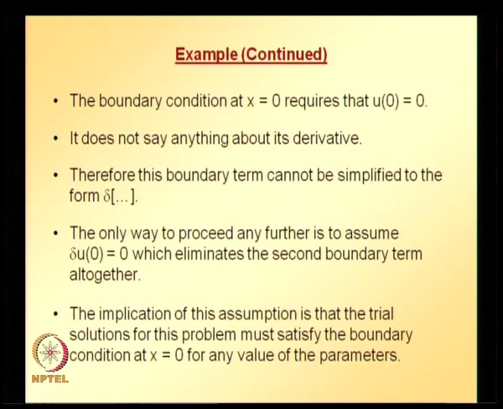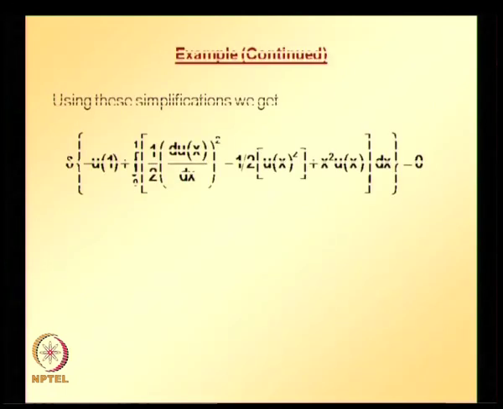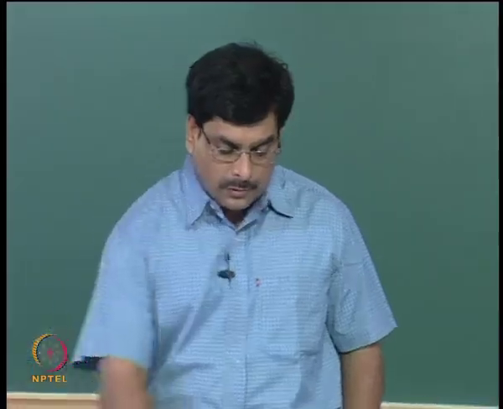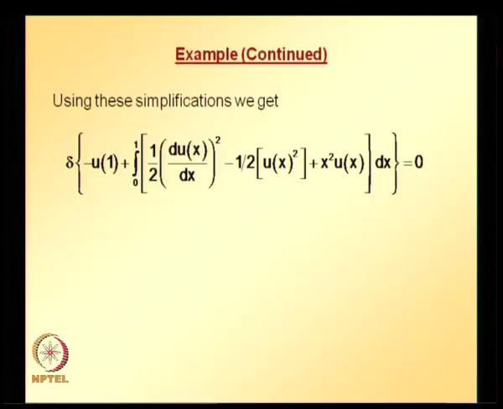The implication of this assumption is that the trial solution for this problem must satisfy the boundary condition at x is equal to 0 for any value of the parameters. Please remember, at x is equal to 0, the essential boundary condition is given. So, the implication is that at any cost you need to satisfy the essential boundary condition. And so, with this reasoning we can eliminate the second term also. So, the first two terms get eliminated and you will be left with only the last term, that is, the variation of some quantity is equal to 0.